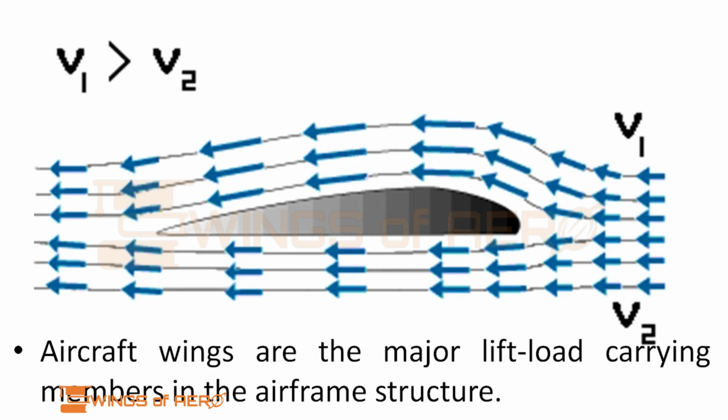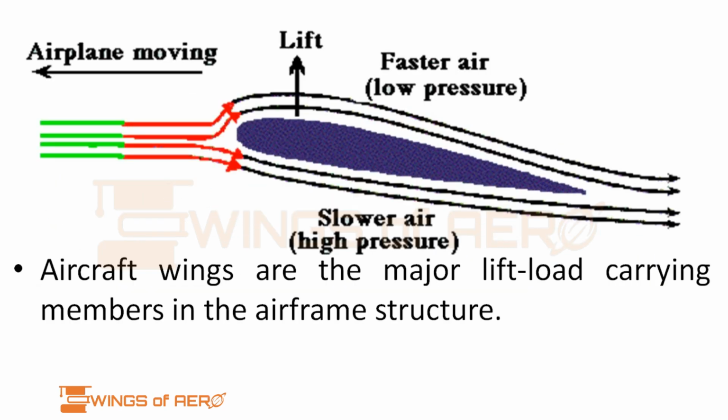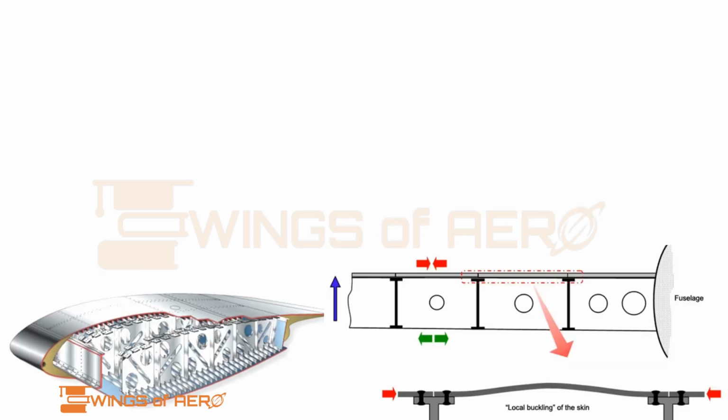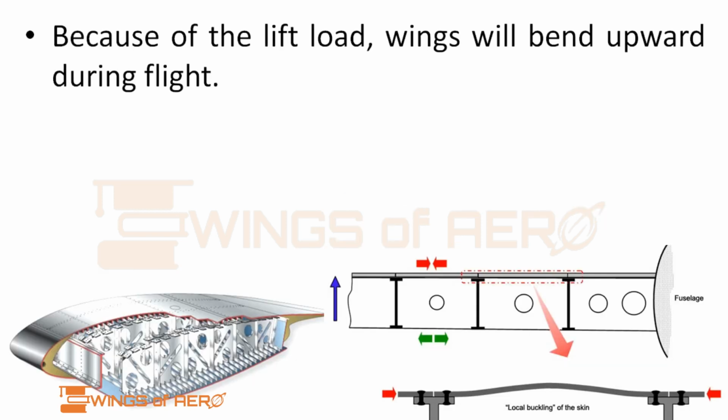So we can know that the aircraft wings are the major lift load carrying members in the airframe structure. In this case, on the lower curvature we have a high pressure, and on the upper curvature we have a low pressure. As per the survey, 80% of the lift load will be carried by the wing structure in an aircraft.